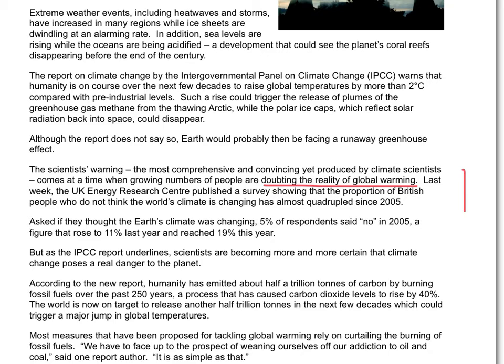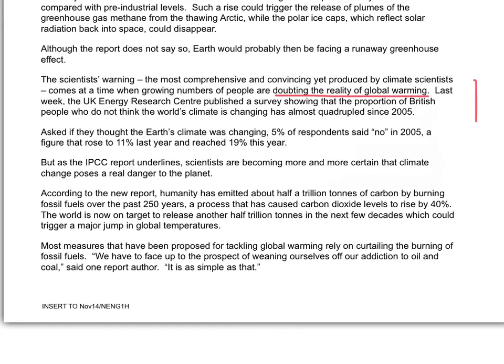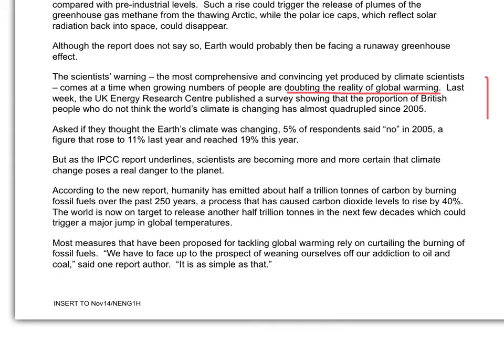And if we go down further on, the perspective shifts again to more of a scientific perspective. And we get this: as the IPCC report underlines, scientists are becoming more and more certain that the climate change poses a real danger to the planet. My interpretation of that is that there is a battle between those who believe in climate change and those who don't. If I put that in my answer, the examiner is going to give me high marks.